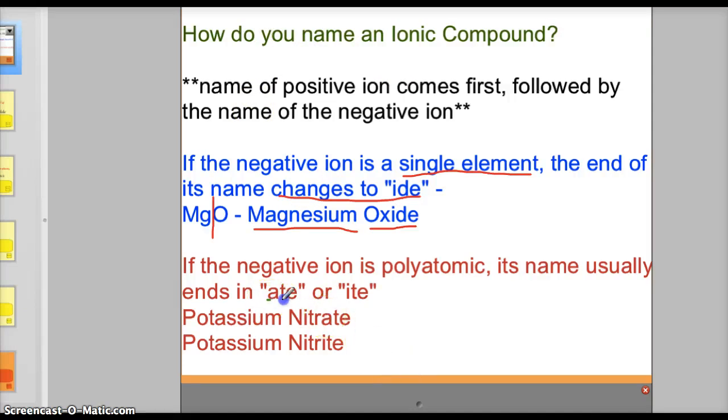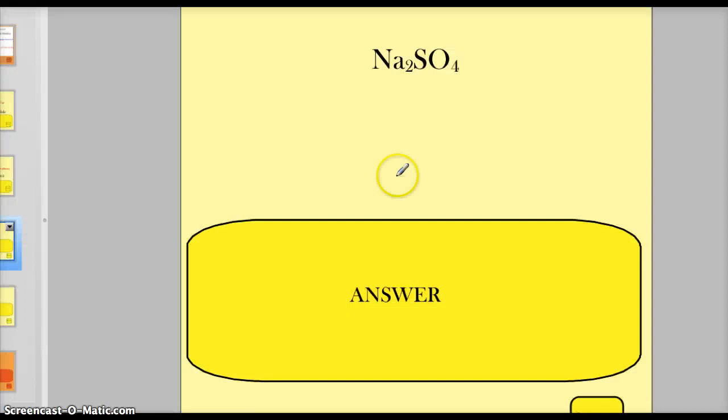So end in ate or ite. That will only happen if it's a polyatomic ion. Remember, poly means many atoms. It's more than one element. So examples will be potassium nitrate, potassium nitrite. For that, you won't need your periodic table, you'll just need your polyatomic ion list that I have given you. So let's just try a few examples like those.